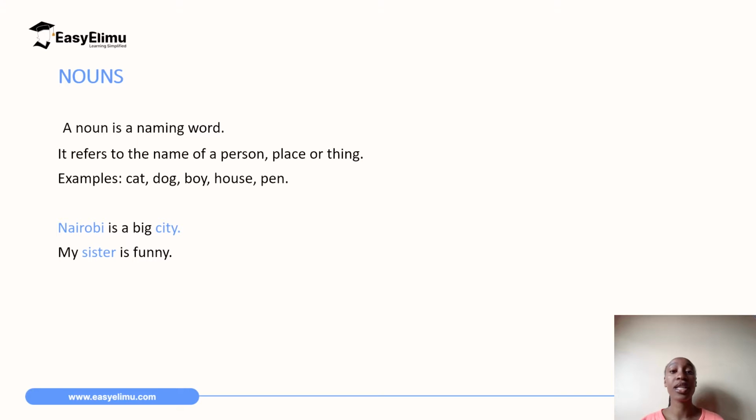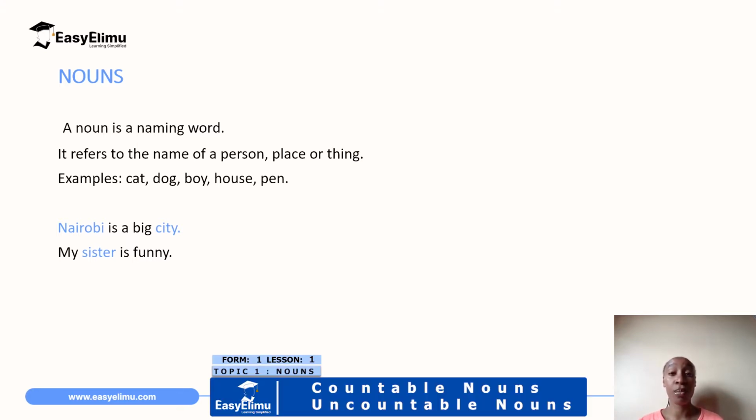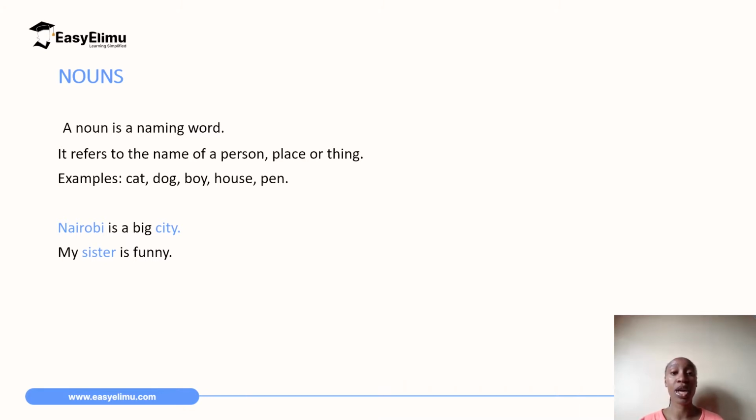A noun is a naming word. It is the name of a place, a person, or a thing. And there are 2 sentences there. Nairobi is a big city. Nairobi is the name of a place, so Nairobi is a noun. Big is a description, so that is an adjective, so it is not a noun. And city is the name of a place, so that is a noun. So in the first sentence, we have 2 nouns, Nairobi and city.